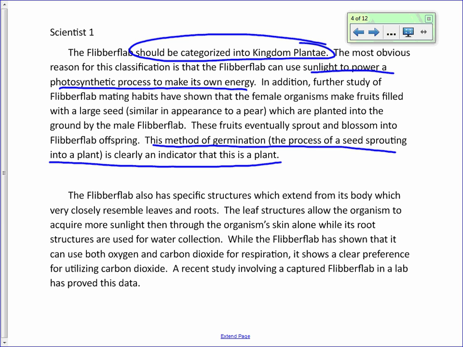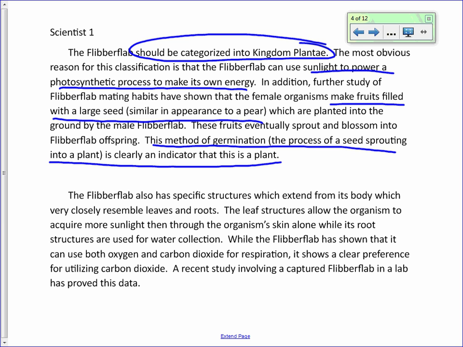All right. Is there anything else that you could pick up from this that's like, wow, that's a plant thing versus like animals wouldn't normally do this? Have shown that female organisms make fruit filled with a large seed similar in appearance to a pear. Nice. So they're making fruits, which only plants that we mostly know of make fruit. All right, and the seed is trapped inside. Good. Nice. These are the three big pieces of evidence that the scientist is pulling in. They use sunlight, they make fruits filled with seeds, and then the seeds get buried in the ground and germinate, which is something that plants do.